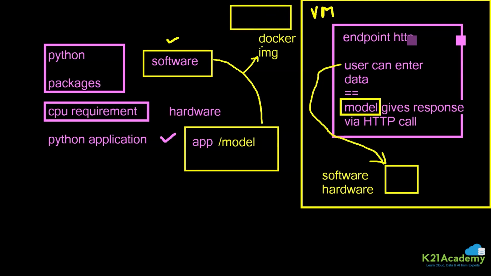And for that, Azure lets you create a Docker image, and you need to store the Docker image, right? To store the Docker image, you make use of Azure Container Registry. I hope that makes sense to all of you.